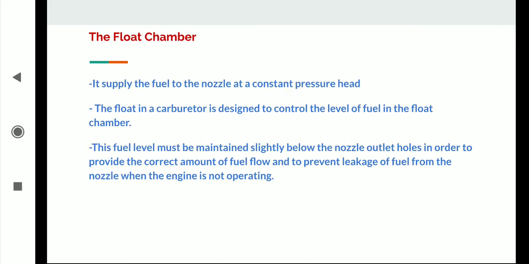The float chamber supplies the fuel to the nozzle at constant pressure. The float in the carburetor is designed to control the level of the fuel in the float chamber. This fuel level must be maintained slightly below the nozzle outlet holes in order to provide the correct amount of fuel flow and to prevent leakage of the fuel from the nozzle when the engine is not operating.